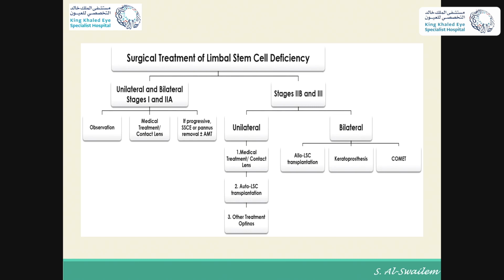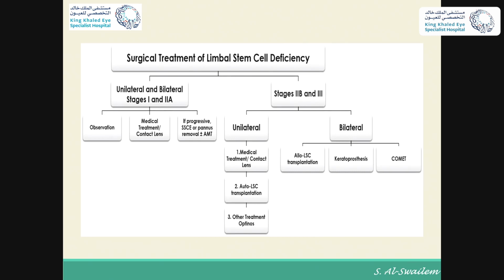In some cases, if it is affecting the visual axis, we may elect to do sequential epitheliectomy and removal of the pannus with or without amniotic membrane. In the setting of severe stages of limbal stem cell deficiency, which is stage 2B and 3, we can decide which type of surgery to do based on the laterality. If it is unilateral, you will follow the previous steps I mentioned earlier, and then you may do an autolimbal stem cell transplant from the other eye, or you can use other treatment options that we will discuss in the last section of the presentation.